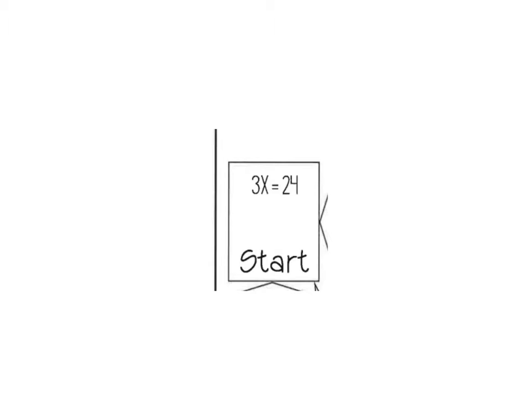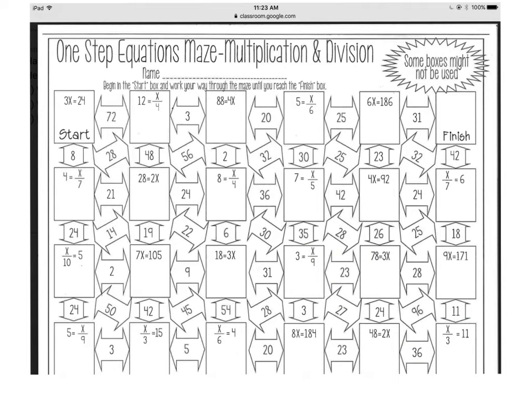But we've got 3x is equal to 24. Here we're going to do the inverse of multiplying by 3, which is dividing by 3 on both sides. We should get x is equal to 8. So let's go to the next screen and we'll see where our path is going to take us. So we got x is equal to 8, so that means we're going to go straight down.